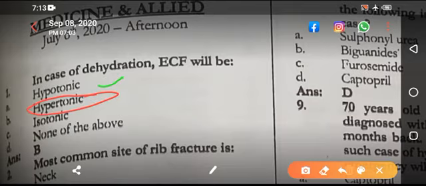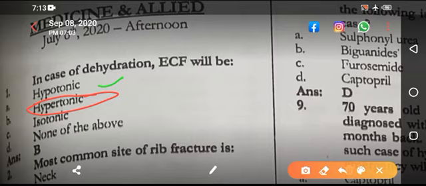The ECF will be hypertonic because in dehydration your solutes are not evaporated, or they are preserved, or they are not that much lost, but the fluid is lost. But if the question says the fluid as well as solutes are lost, and the solute loss is more as compared to the fluid, then it is hypotonic. If the fluid loss is more than the solute, then this is hypertonic.